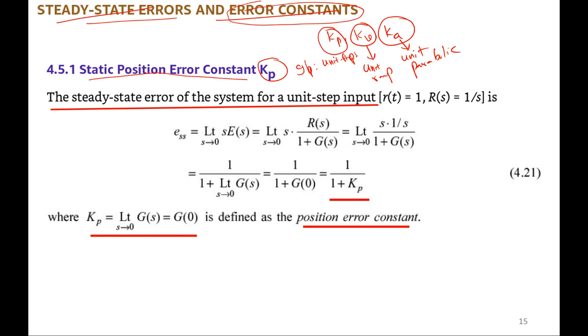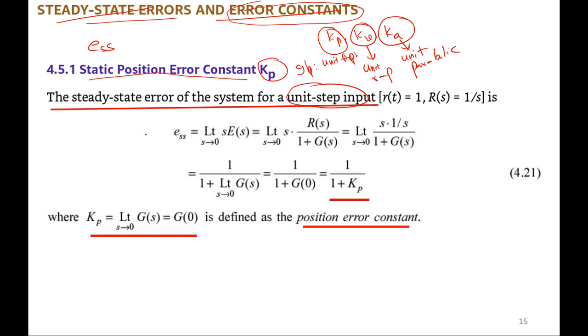Kp. Okay, the steady state error. What is ESS? We have to study it for this kind of input. So the steady state error of the system for unit step input: R of t is 1, so in Laplace domain R of s is 1 by s. If the input for the system is unit step input, then R of t is 1, then Laplace domain R of s is 1 by s.